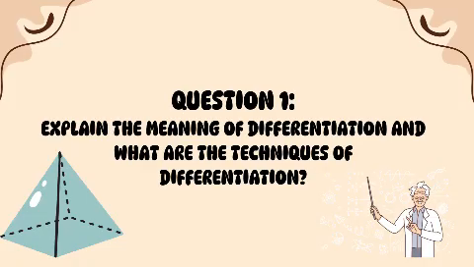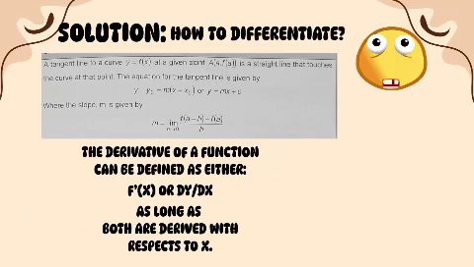Question 1. Explain the meaning of differentiation and what are the techniques of differentiation. So, differentiation. A tangent line to the curve y = f(x) at a given point a is a straight line that touches the curve at that point. The equation for the tangent line is given by y - y1 = m(x - x1), or y = mx + c, where the slope m is given by m = limit as h approaches 0 of (f(a + h) - f(a)) / h. The derivative of a function can be written as f'(x) or dy/dx, as long as both are derived with respect to x.